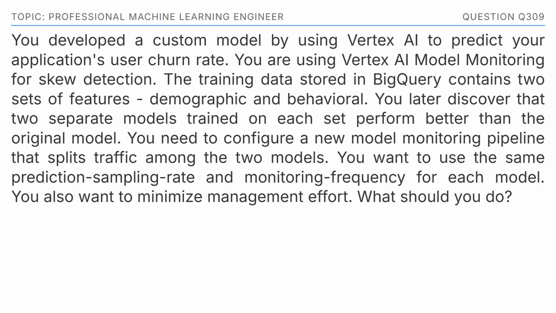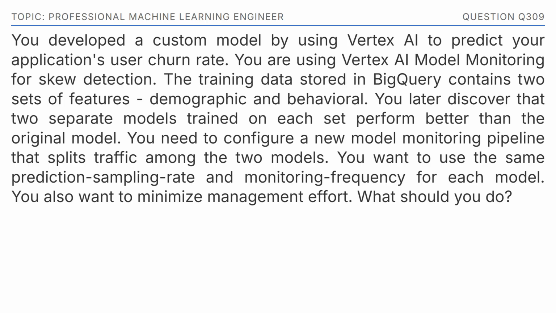You developed a custom model by using Vertex AI to predict your application's user churn rate. You are using Vertex AI model monitoring for skew detection. The training data stored in BigQuery contains two sets of features: demographic and behavioral. You later discover that two separate models trained on each set perform better than the original model.